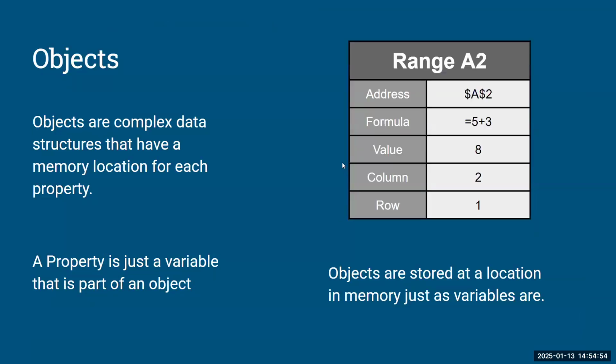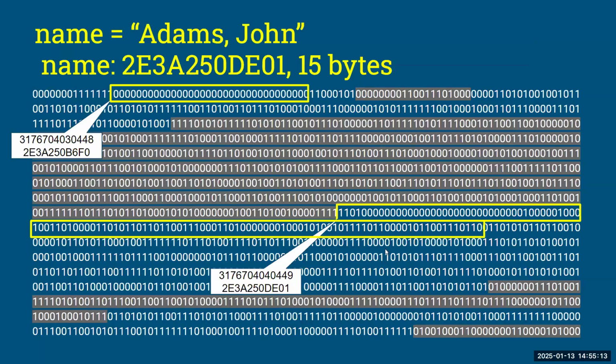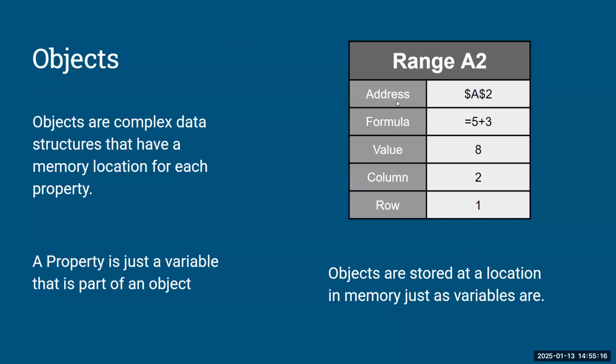Now let's get into a different kind of variable. These are called objects. Objects are a little bit more complex, but it's just like a variable in the sense that we can store all of this information about range A2 in one specific location in memory. We can store its address, its formula, its value, the column and the row, all of this together as one object, right?